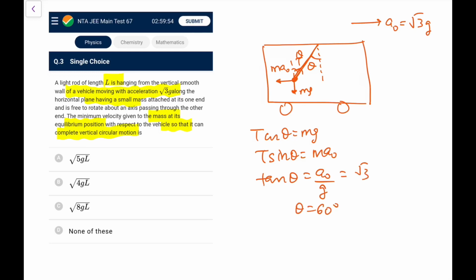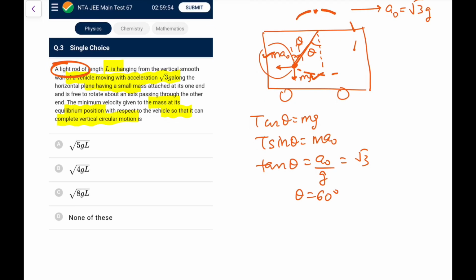Now, the minimum velocity given to the mass at its equilibrium position with respect to the vehicle so that it can complete vertical circular motion. Because it is a rod, there is no tension issue of it losing the path. So you have to just make sure that it goes up. While it goes up, in the frame of that, there is a constant force ma0, there is a constant force mg. So when it goes up like this, at its highest point, you will see this force will also do some work, and this will do some negative work also, because it has moved along that.